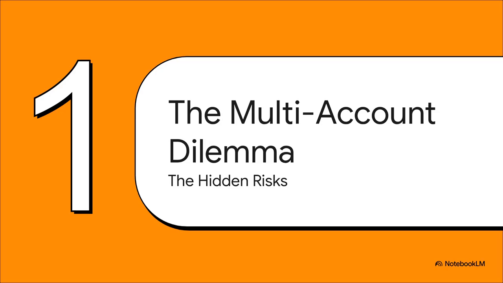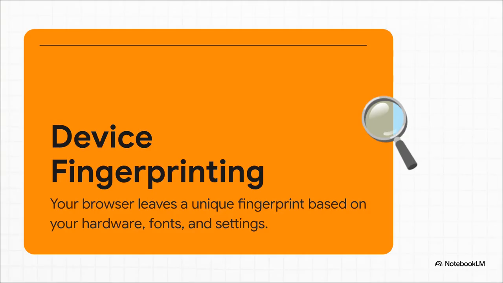But this is where we run into what I call the multi-account dilemma. See, it's not as simple as just logging in and out. There are these hidden risks that come with juggling all these digital identities, risks that can seriously mess with your privacy and your security. And the biggest risk? It all comes down to this one creepy-sounding thing, device fingerprinting.